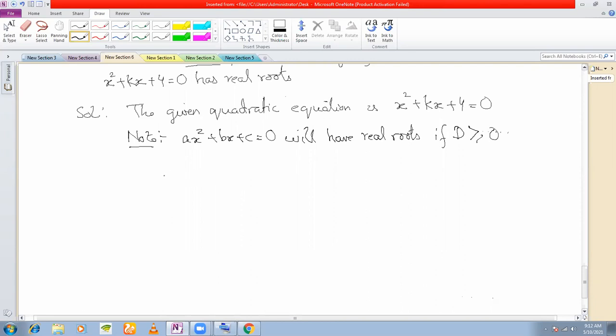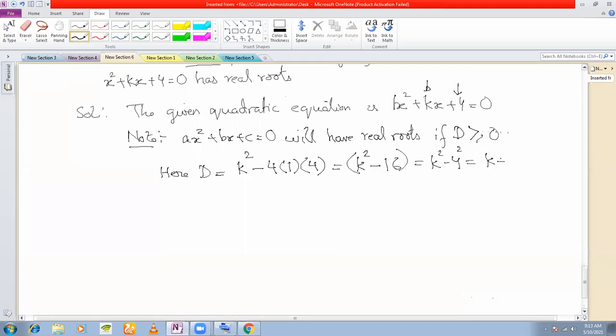So first, let's find out the discriminant. So here, what is D? D here is, this is your B, so let's write B square minus 4 into A. A here is 1 and C here is plus 4. So this is your discriminant. So you get K square minus 16, which can be written as K square minus 4 square, which can now be factorized as K plus 4 into K minus 4.